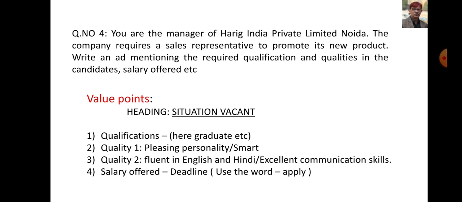Because a sales representative has to go to the shops, the malls, etc., telling about the qualities of the product. Now this person, as he or she has to go to various places, the number one quality required is that his personality should be pleasing, or he should be smart. Okay. Quality number 2 should be fluent in English and Hindi, right? Sometimes the children write fluent in English because it's not essential. There are many shopkeepers who don't even understand English. So fluent in English and Hindi, or you can also write excellent communication skills.